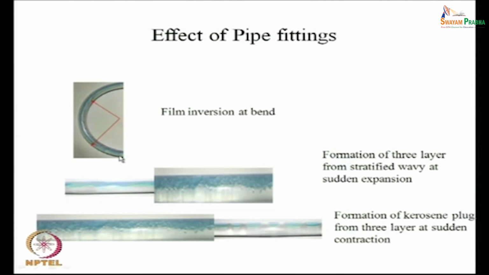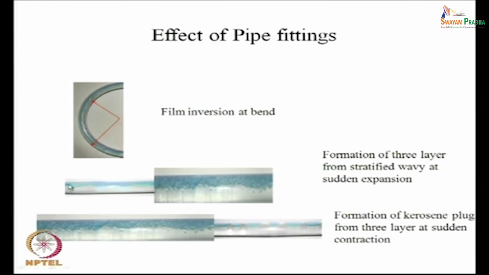For example, here I have shown you kerosene water flow flowing through a bend. In the upstream section there was water here, kerosene there. By the time it covers the bend, kerosene goes up, water goes down. So, naturally there is some sort of film inversion occurring. I do not know how clear it is, but from the lower portion, water shifts to this portion, and this is one thing which a bend brings about.